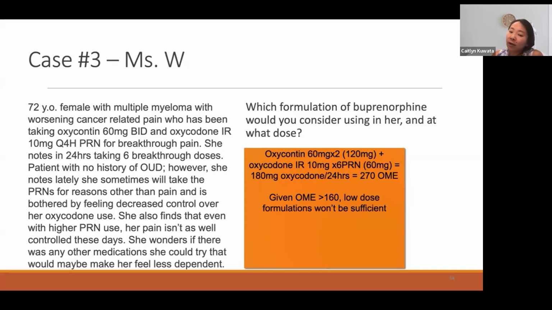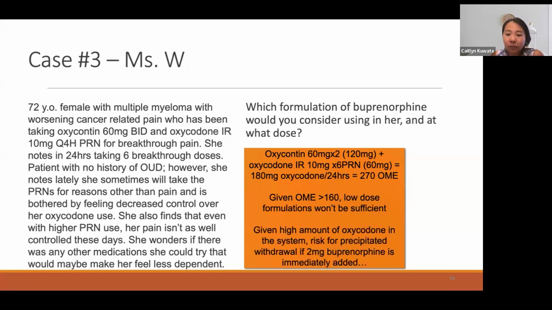You could consider starting with that and then knowing you're going to go higher and higher to the sublingual, moderate, high dose buprenorphine formulations. But you would not expect that the low dose formulations would be enough for her amount of pain. So you also don't want to just jump straight into a sublingual 2 milligrams of buprenorphine because of the risk for possible precipitated withdrawal. So what do you do?